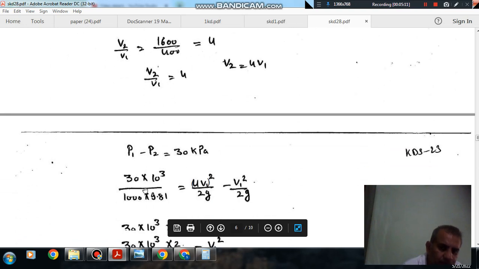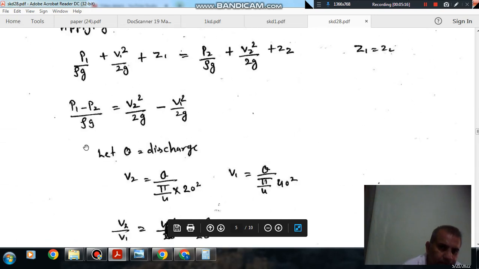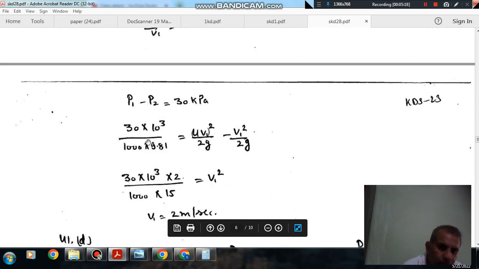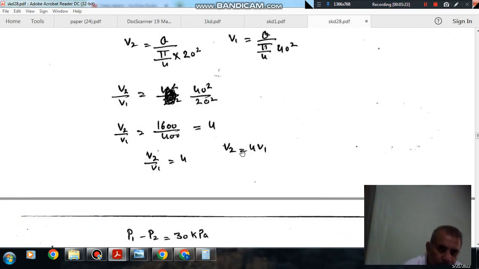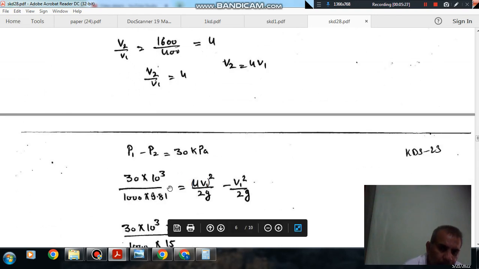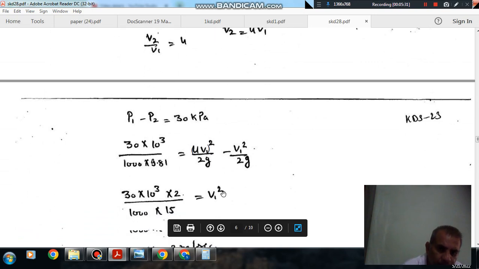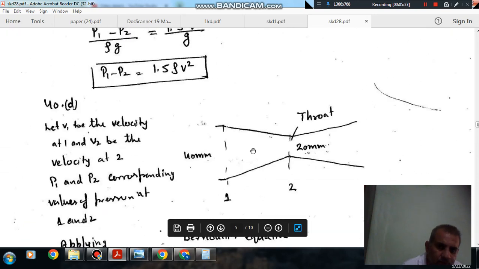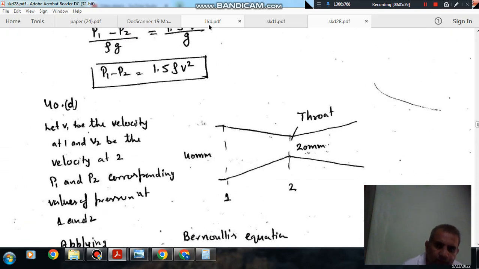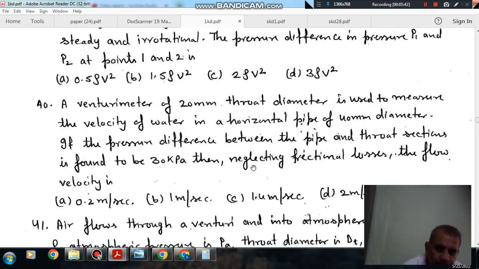Okay, so that is given. So 30 into 2000 divided by 100. Putting the value of V2, because V2 is 4 V1, and putting the value of pressure 30 kPa G, we can find out V1 as 2 meter per second. So the velocity at section 1 is 2 meter per second. So the answer is option D, the velocity in the pipeline is 2 meter per second.